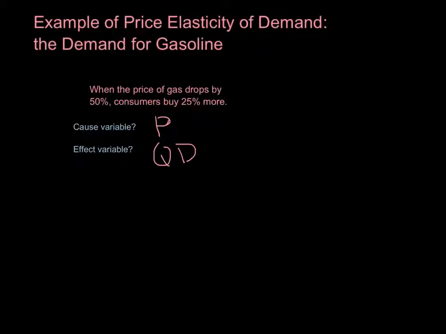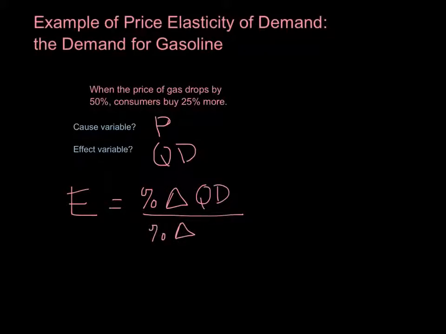The formula for this elasticity is going to be the percent change in the effect variable, which is quantity demanded, divided by the percent change in the cause variable, which is price. Since we know these percent changes, we just fill them in. The percent change in quantity demanded is 25, and the percent change in price was 50, and we therefore get the figure of 1/2 or 0.5.